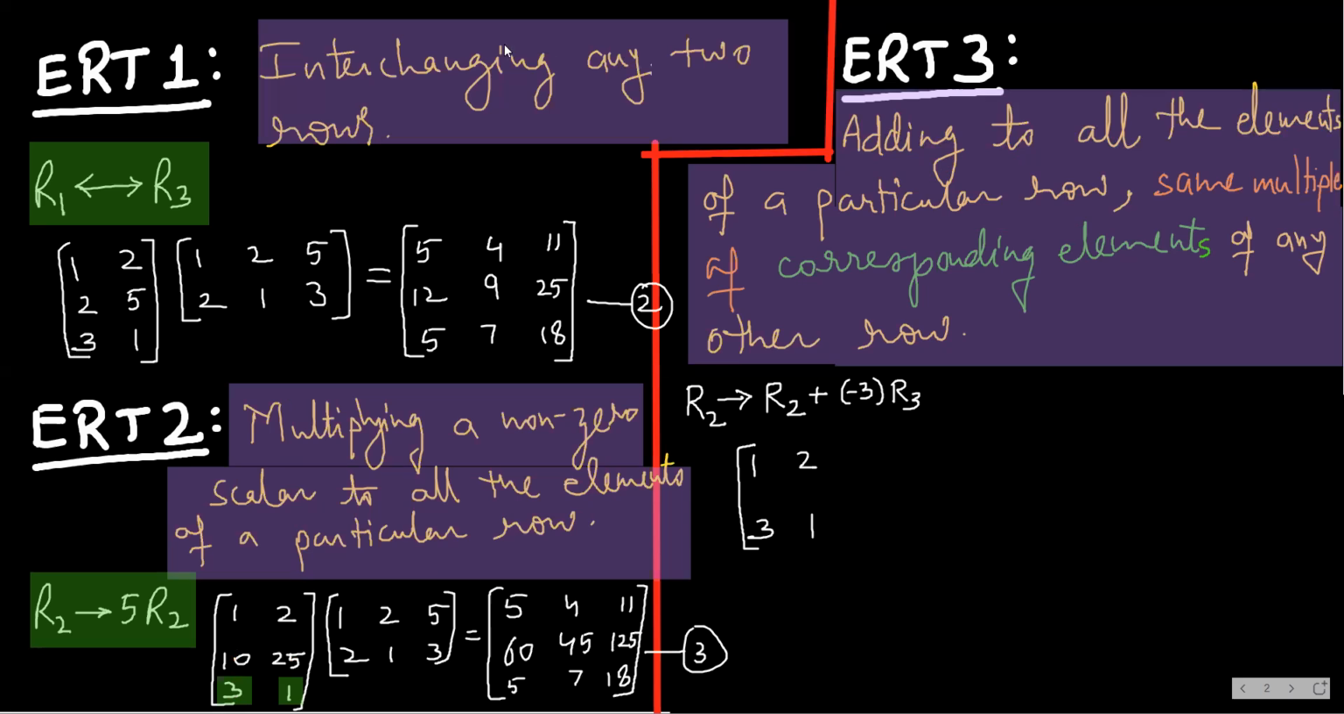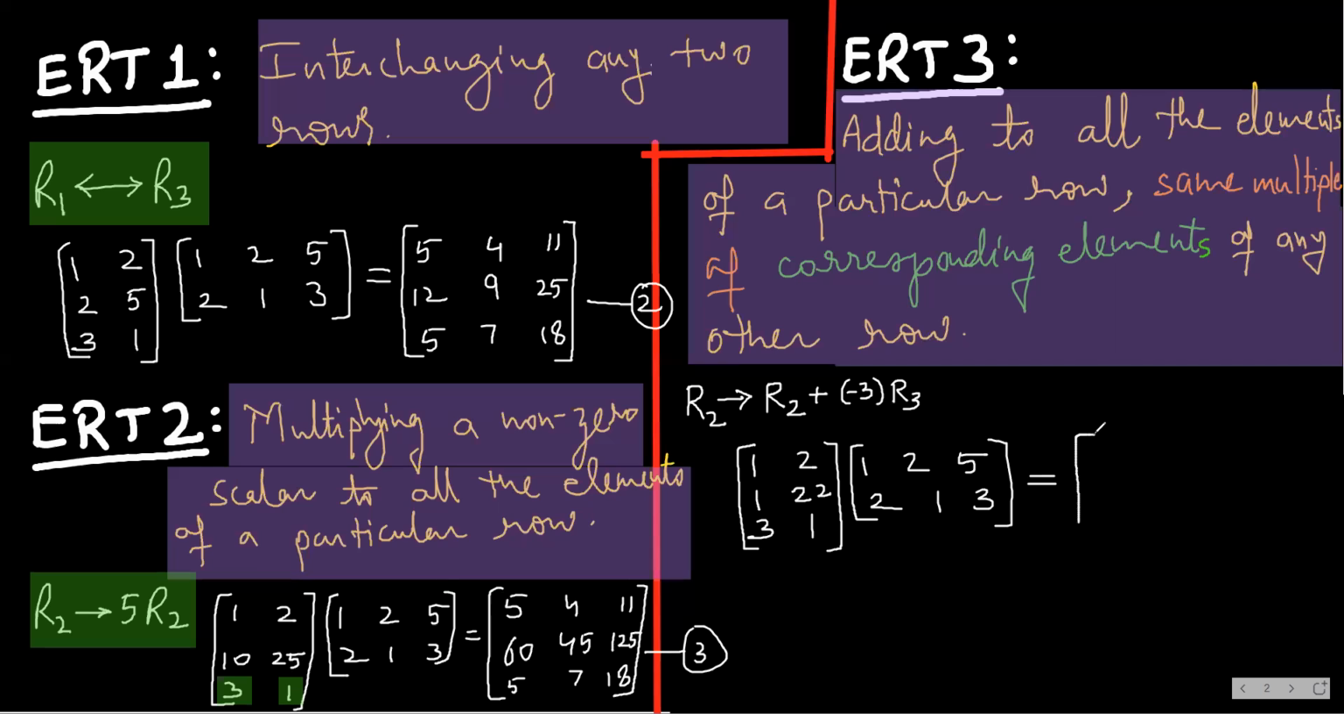So see what you will get. 3 into minus 3 is minus 9. You will add to 10, you will get 1. 10 plus minus 9 is 1. Then 1 into minus 3 is minus 3, plus 25 is 22. And what about the postfactor matrix? No change at all. 1, 2, 5, 2, 1, 3.